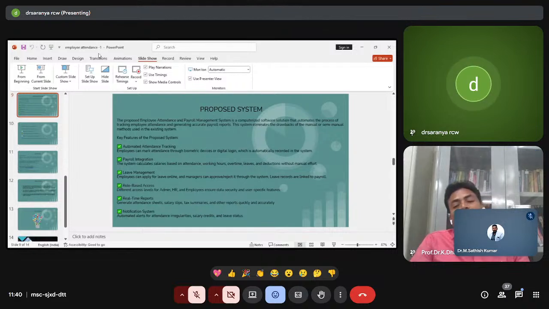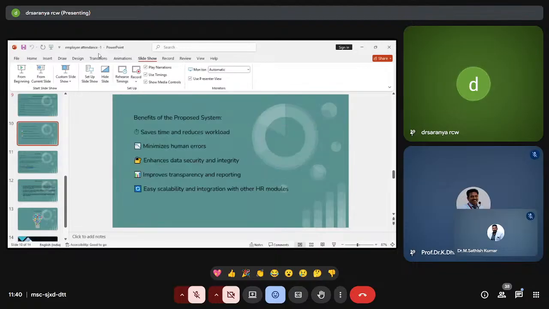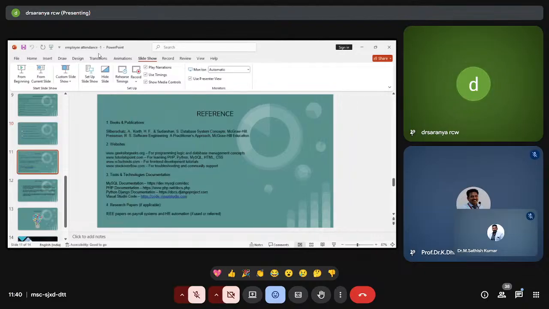Okay. I'm Jaya. I will explain the proposed system. The proposed system addresses this drawback by offering a computerized solution. It provides automated attendance tracking, payroll integration, and online leave management. The proposed system saves time, reduces workload, minimizes human errors, enhances data security, and improves transparency.